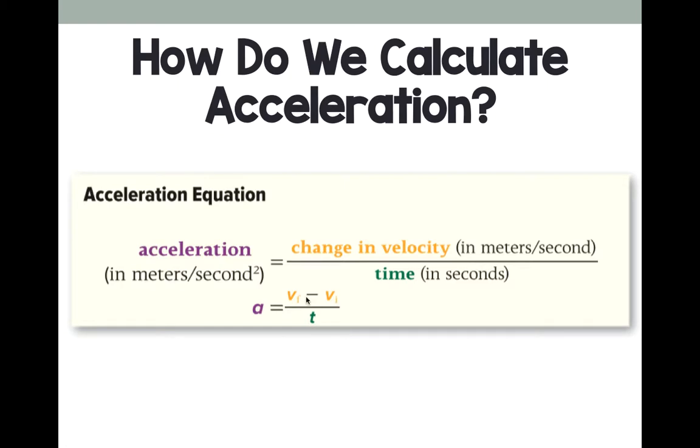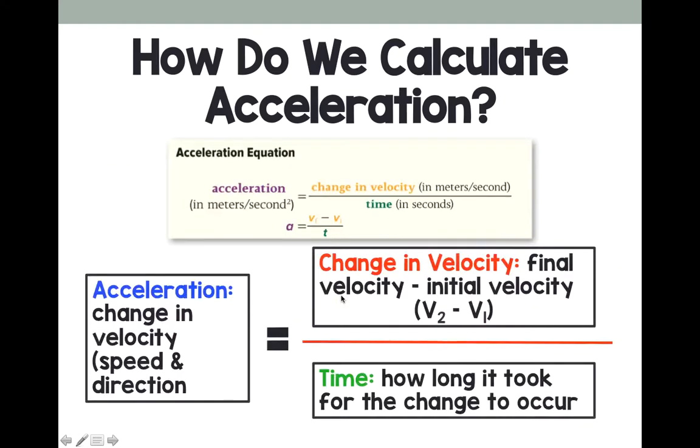So if I were to give you the equation 4 minus 2, what would you tell me the answer was? It would be 2. The difference between 4 and 2 is 2. And that's what we're finding here. We're finding the difference of the 2 velocities that we're measuring, and that's going to be our numerator. So let me break it down one more time.